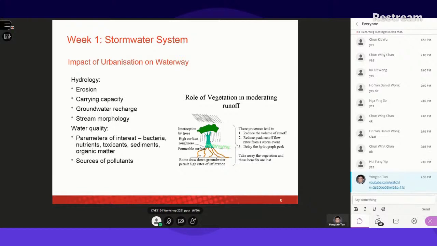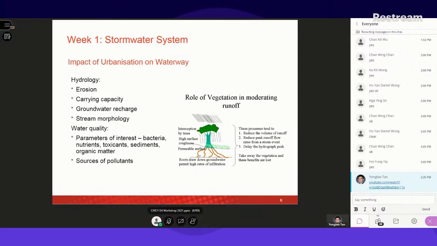Or the runoff exceeds the capacity of the existing drainage system. So the erosion. That means we can see that if we remove, take away the vegetation, the soils are exposed. Exposed soils erode easily and cause a large quantity of sediment to be washed into the nearby waterways after heavy rain.